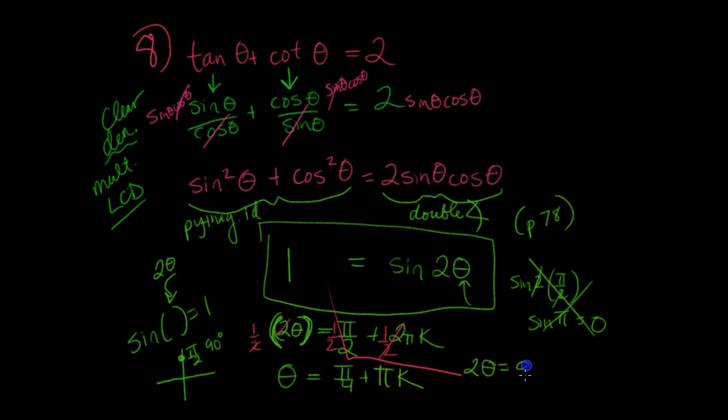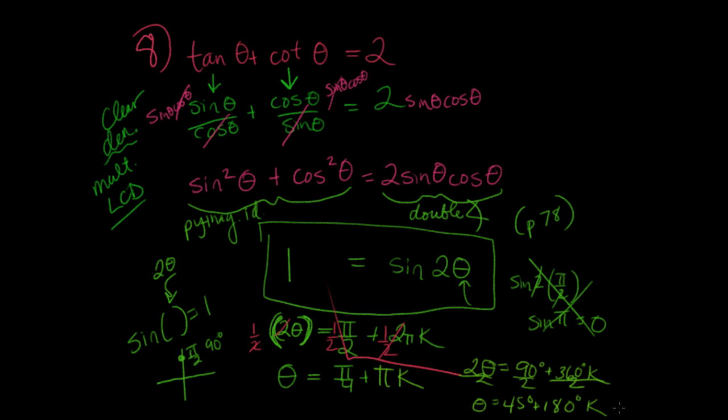Okay, and just for fun, if 2 theta was equal to 90 degrees plus 360 degrees times k, so if we were in degrees, then you divide everything by 2 here, and you get that theta is equal to 45 degrees plus 180 degrees times k.